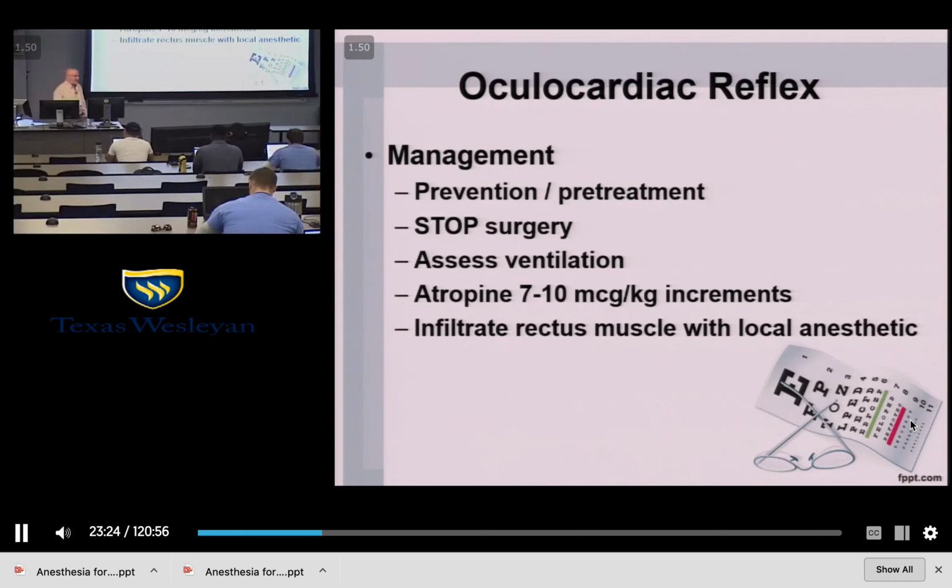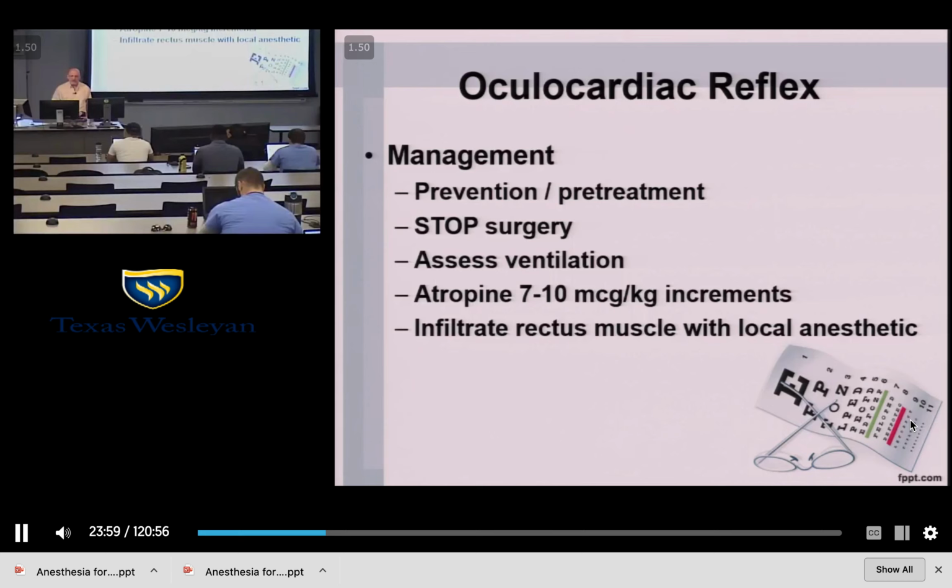How do you prevent it? Or is there a way to prevent it? It is said that you can give atropine or glycopyrrolate preoperatively to prevent it. If it happens, what's the first thing you're going to do? Tell the ophthalmologist to stop. Please stop the surgery. Then you need to assess the ventilation of the patient, because the oculocardiac reflex is going to get worse if your patient is hypercapnic or hypoxic.